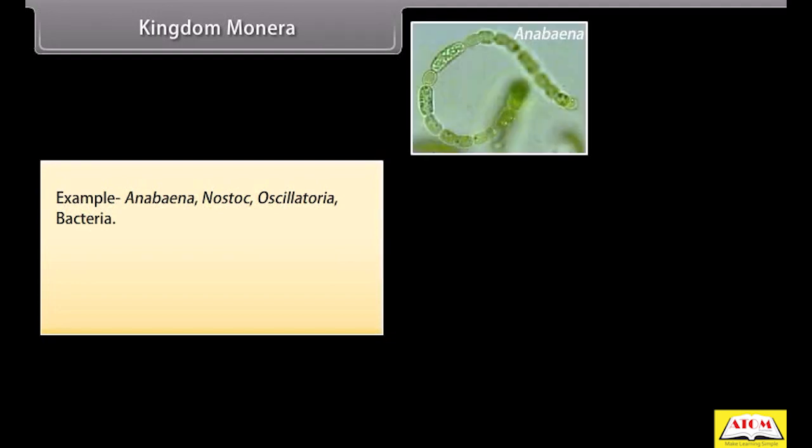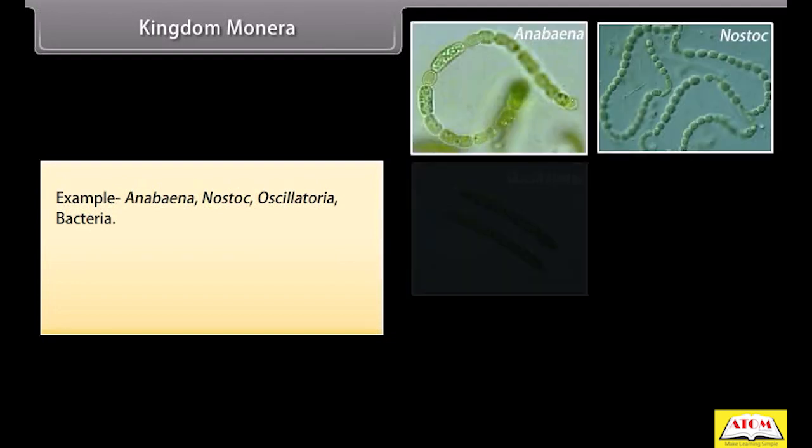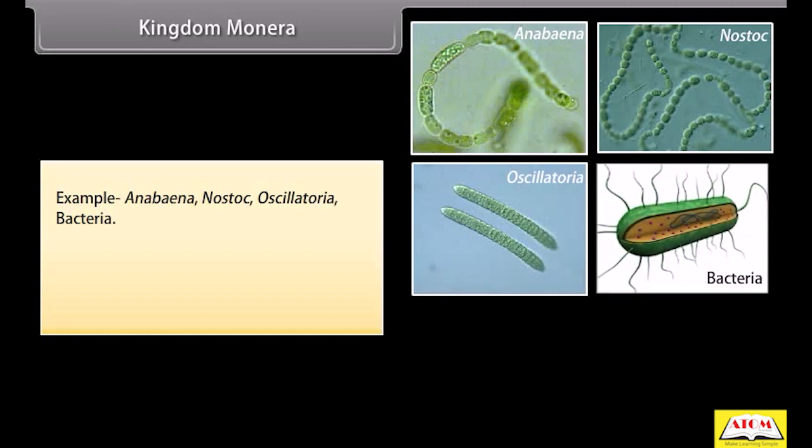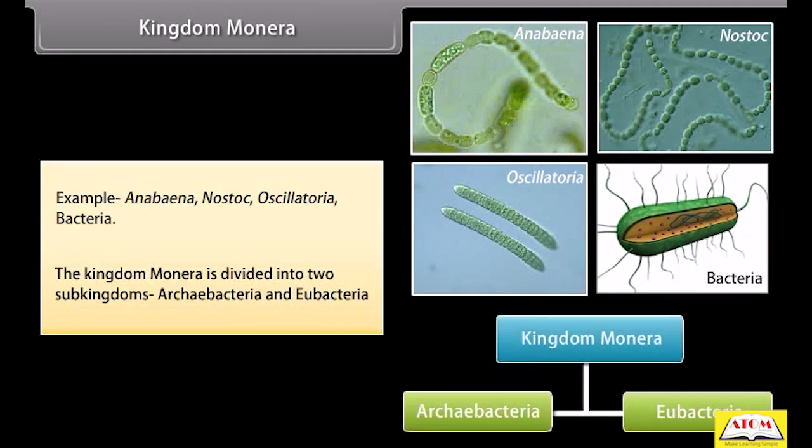Examples: Anabaena, Nostoc, Oscillatoria, bacteria. The Kingdom Monera is divided into two sub-kingdoms: Archaebacteria and Eubacteria.